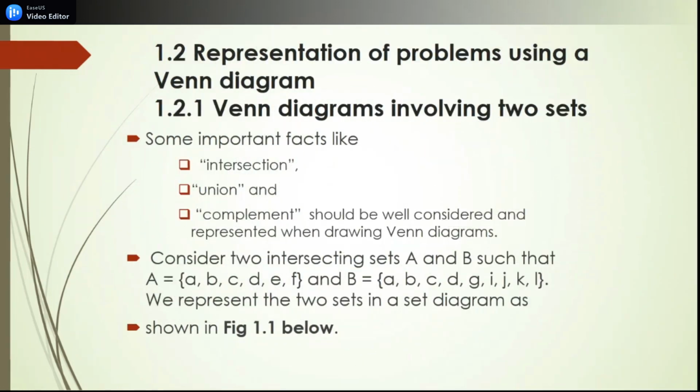Then a diagram involving two sets. When you have two sets, you can work based on intersection, union, or complement. Consider two intersecting sets, A and B, such that the elements of A are these and the elements of B are these. We represent the two sets in a Venn diagram as follows.